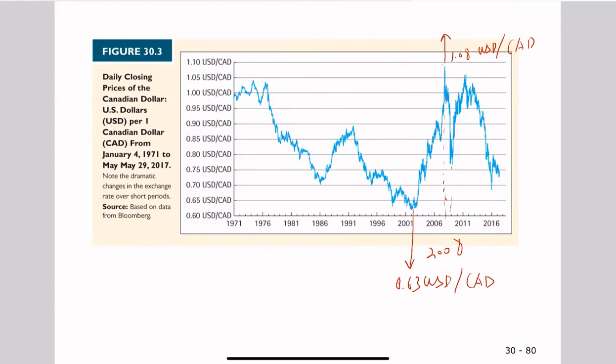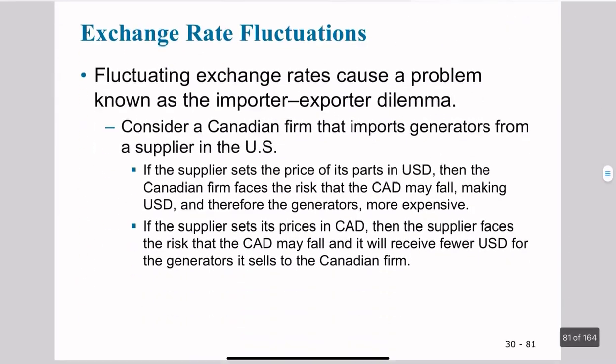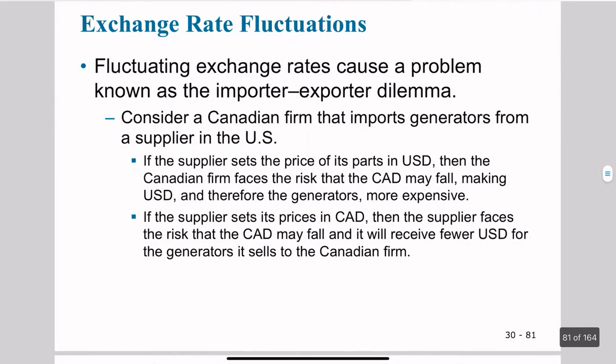So as a firm, if you're a multinational firm, let's say a Manitoba firm that has business in the US, then you will definitely want to think about how the exchange rate will affect your business revenue, right? And then you will think about how you can manage this exchange rate risk. This kind of changing exchange rate will cause problems for firms, and we can demonstrate this as the importer and exporter dilemma.